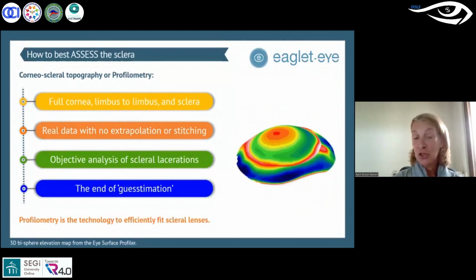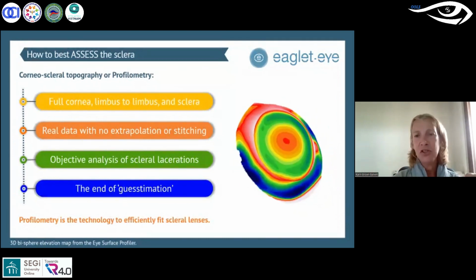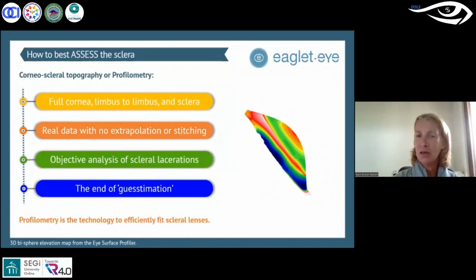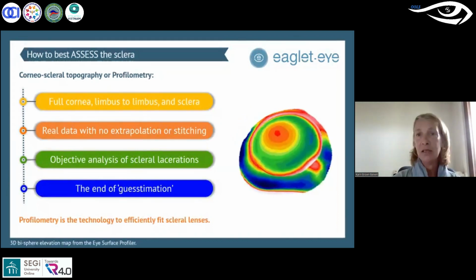In actual fact, it's not just scleral lenses, so it is any of the specialty lenses. So anything that's not off the shelf. So it could be a gas permeable lens, it could be something like Ortho-K, soft lenses, hybrid lenses, and scleral lenses as well.